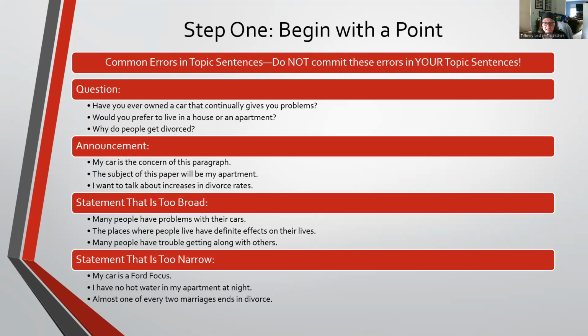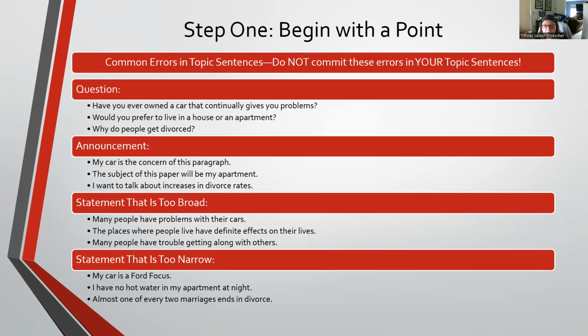Error number 2 is an announcement. You do not want to begin a paragraph saying, my car is the concern of this paragraph. You do not want to begin your paragraph by saying, or a paper by saying, the subject of this paper will be my apartment. The subject of this paragraph will be my apartment.